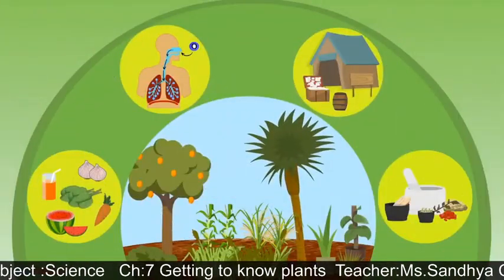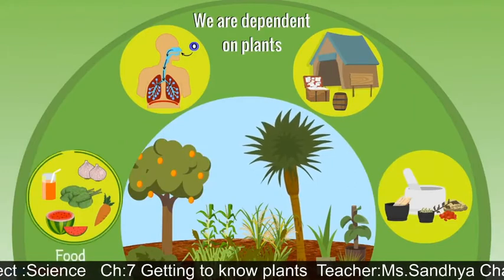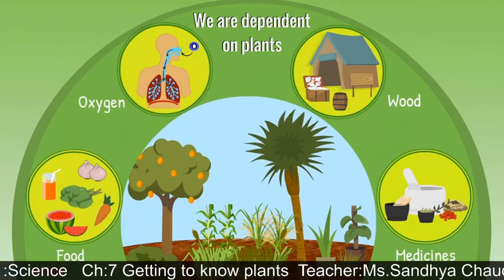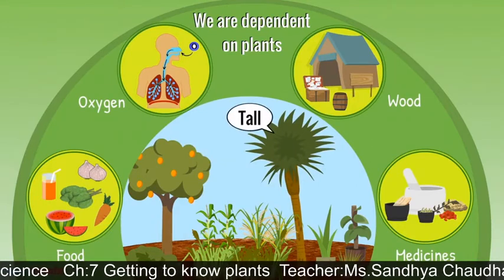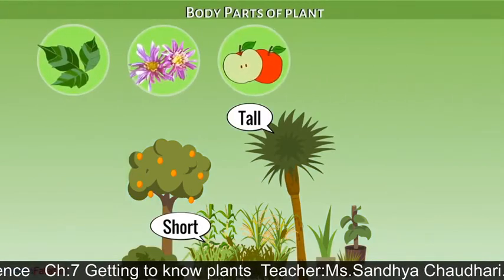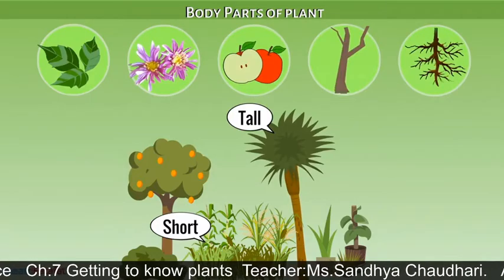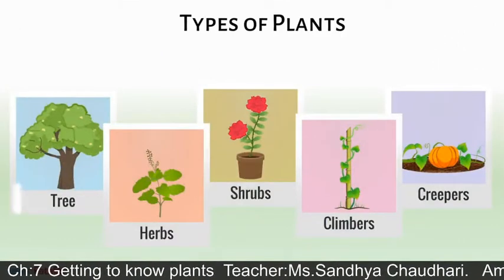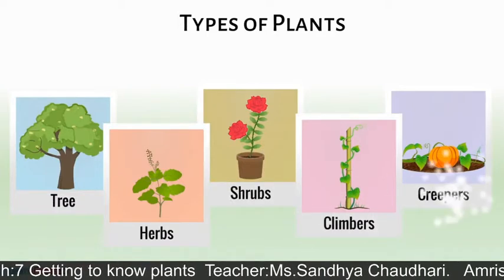The role of plants is very important in our lives. We are dependent on the plants for our food, oxygen, wood, medicines, etc. We see different plants around us. Some are tall, some are short. Their body parts such as leaves, flowers, fruits, stem and roots are also different. For understanding all these plants, we have classified them into different categories. These are trees, herbs, shrubs, climbers, creepers, etc.